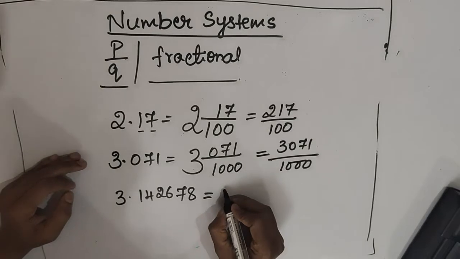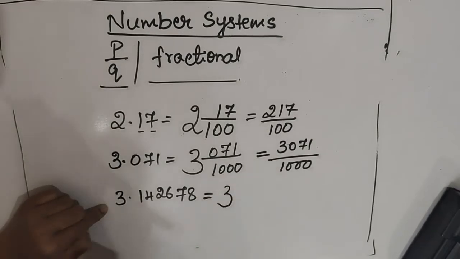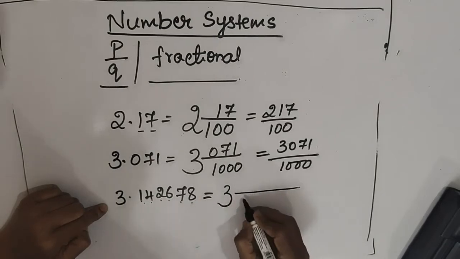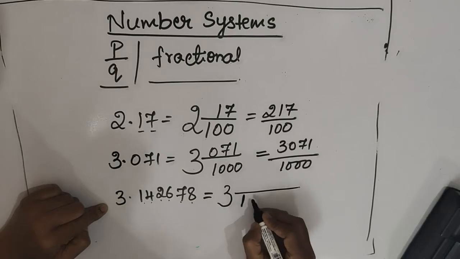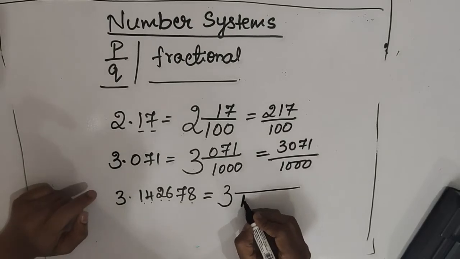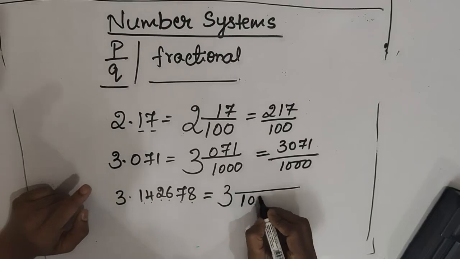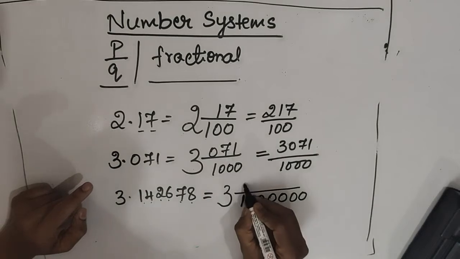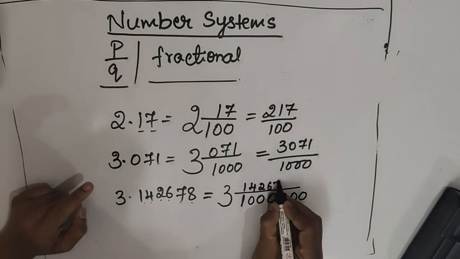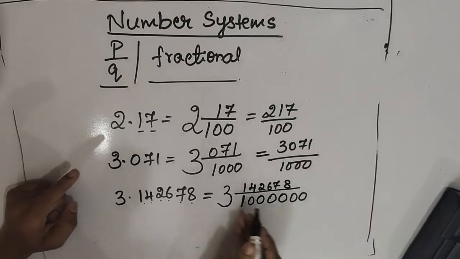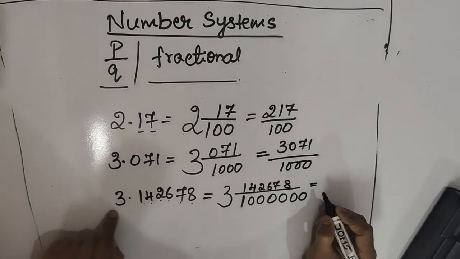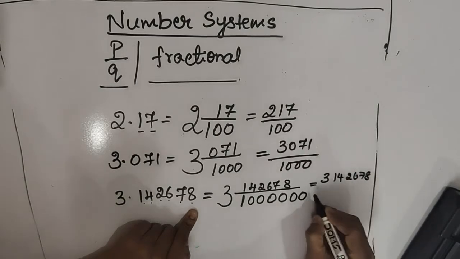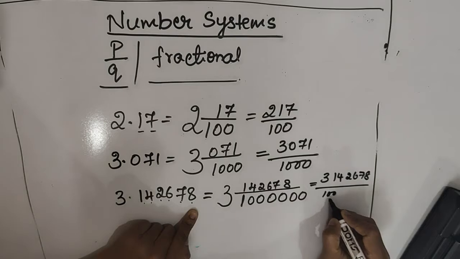Now 3 comes here. Now count how many digits there are: 1, 2, 3, 4, 5, 6. So 6 zeros must come in the denominator, not including the 1. 1, 2, 3, 4, 5, 6. Now in the numerator you have to write 1, 4, 2, 6, 7, 8. If you want to convert, you can convert easily. Directly together you write all the numbers: 3142678 divided by 1 lakh. Not 1 lakh.